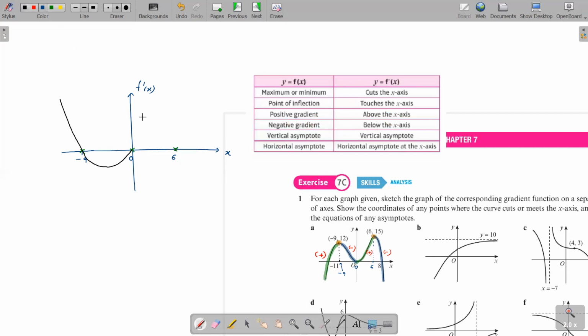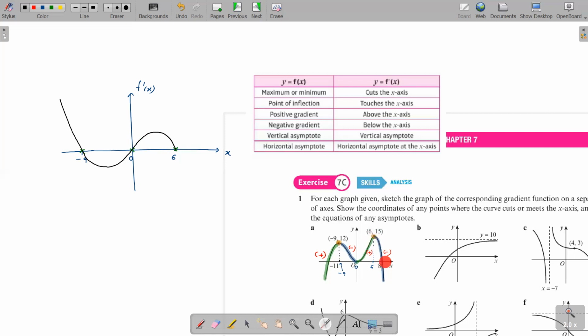So in that case also, should I draw just up like this? No, you know you need to meet the graph again at 6, right? So that means you need to make a turn again. Are you with me? From 0 to 6, you have positive gradient, so it's above the x-axis. Then after 6, what happens?